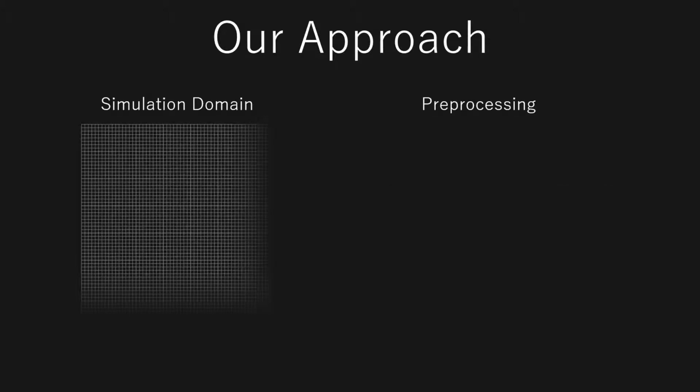Before we start our simulation on GPU, we perform a pre-processing. This includes pre-computing DCT basis functions and computing initial conditions for density and velocity field.